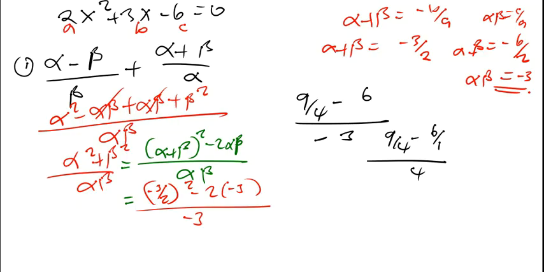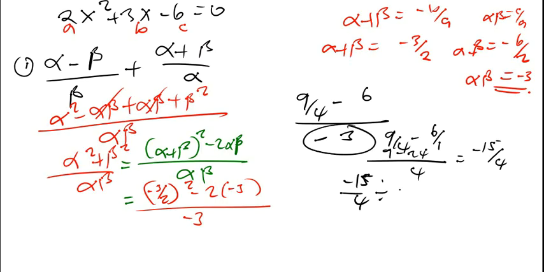So the common denominator is 4. Over 4, I'll have 9 minus 24. What is 9 minus 24? It should be negative 15, right? So negative 15 over 4, now we divide it by negative 3.